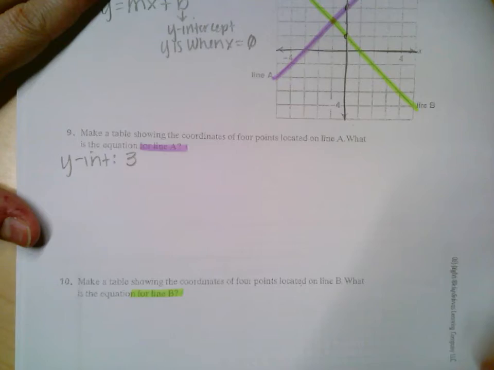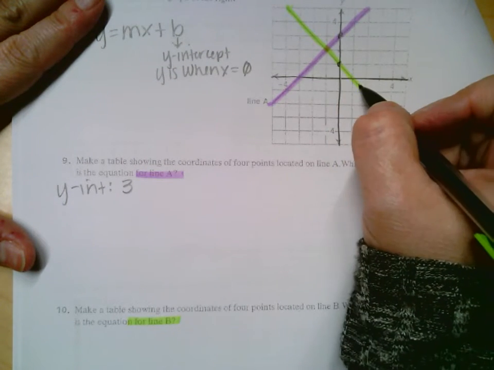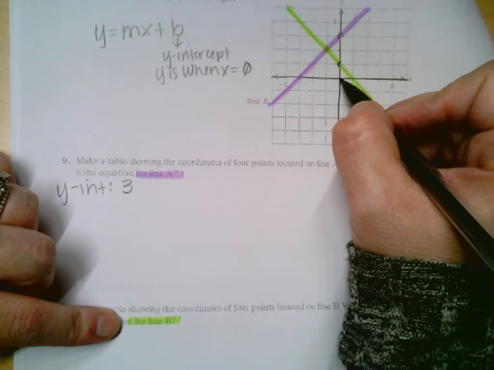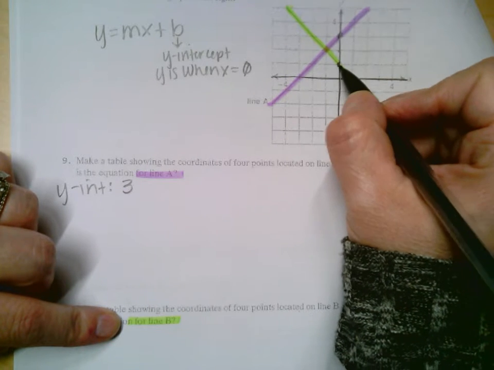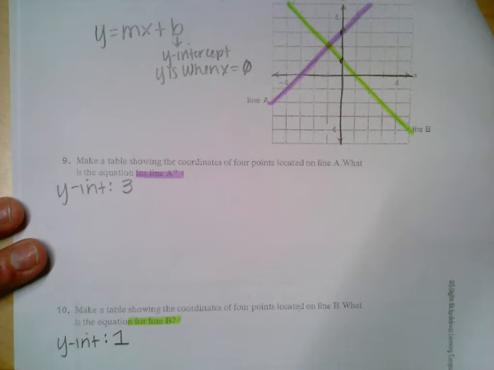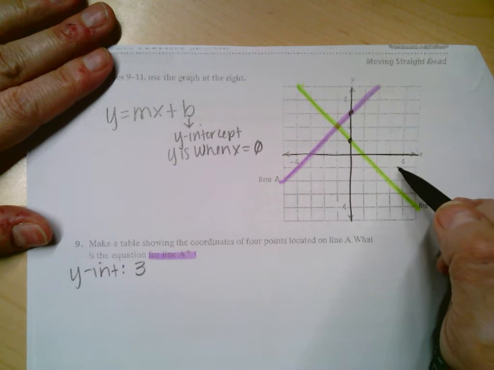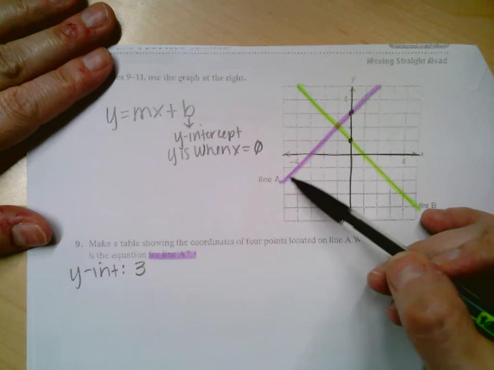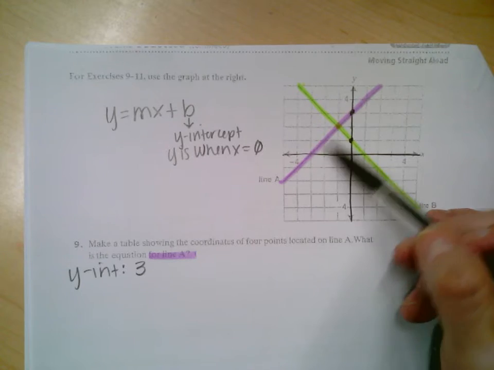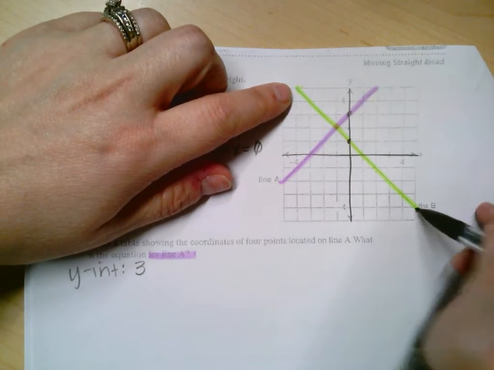So if I'm looking at this chart on my green line, my B line, when x is 0, y is positive 1. So I know that my y-intercept is positive 1. Well, let's look at these lines. This one is starting on the bottom left and is going up to the top right. This one is starting on the top left and is going down to the bottom right.